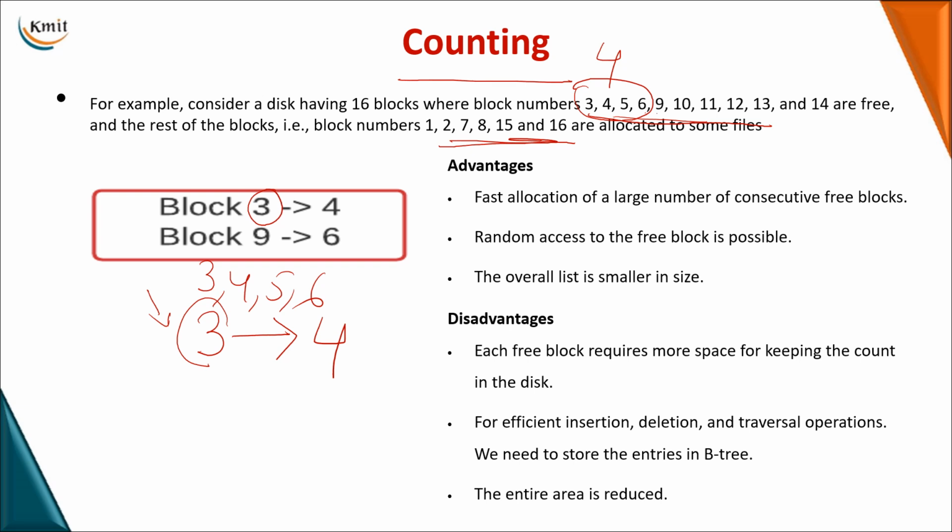And the next contiguous blocks here are 9, 10, 11, 12 and 14. So you write the starting block number 9 and the remaining blocks till 14 including 9. So you get a value of 6. And if they are not contiguous, you will just write the starting block number and that particular block. So here it is fast allocation for contiguous free blocks. Random access is possible and the overall list is also small because you just need to store the block number and link it up with the number of blocks that are continuously free.